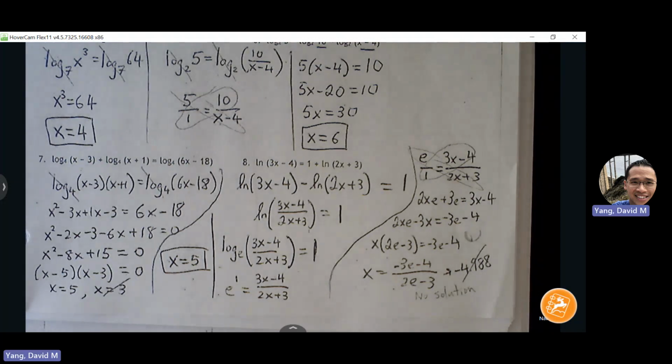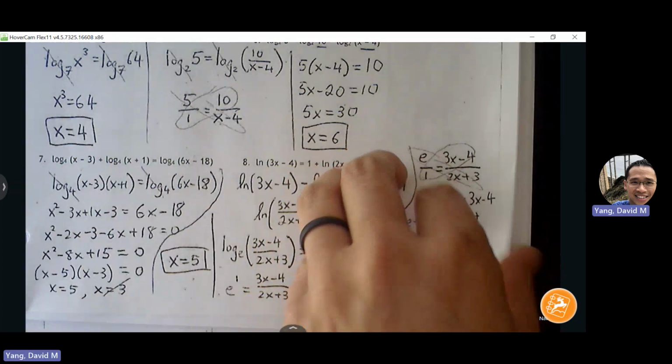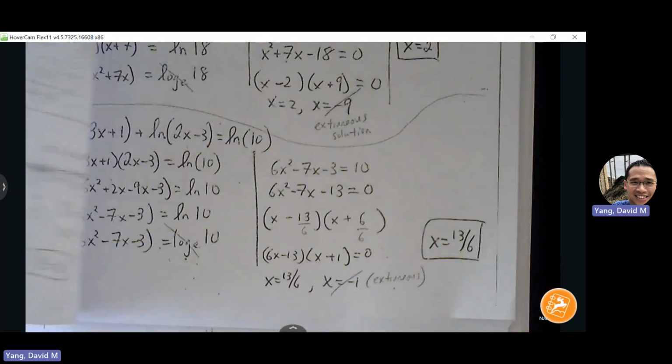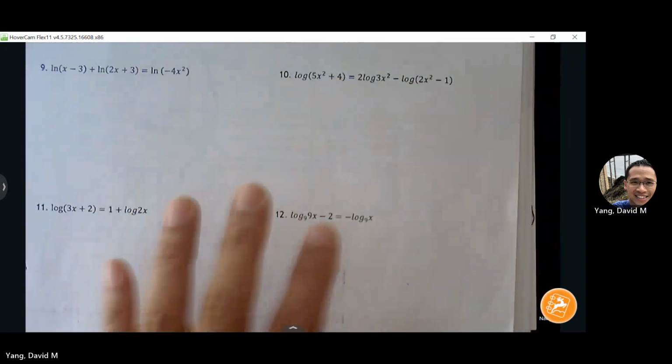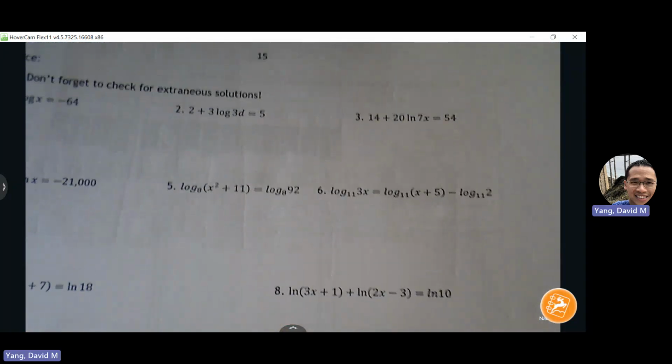Any questions with number 8? Yes, that's yours is correct too, because if I multiply the top and the bottom by a negative, it'll come out to your version. So that works. Okay, so let's go to page 15, and let's start with number 6. Okay, we're just going to go down 6 through 12.